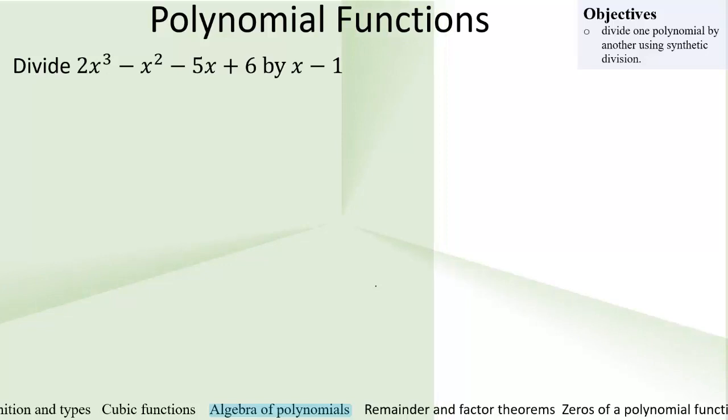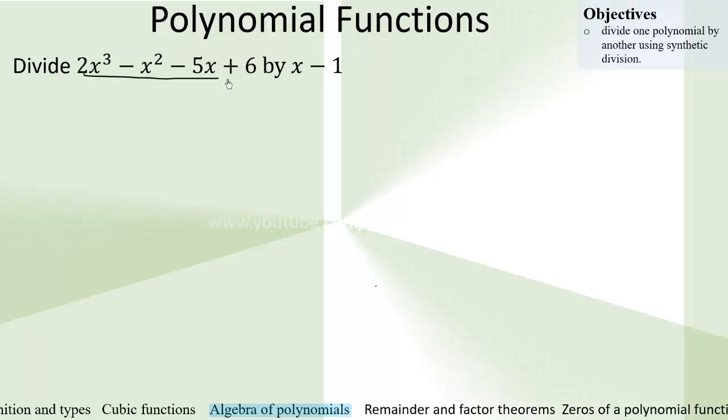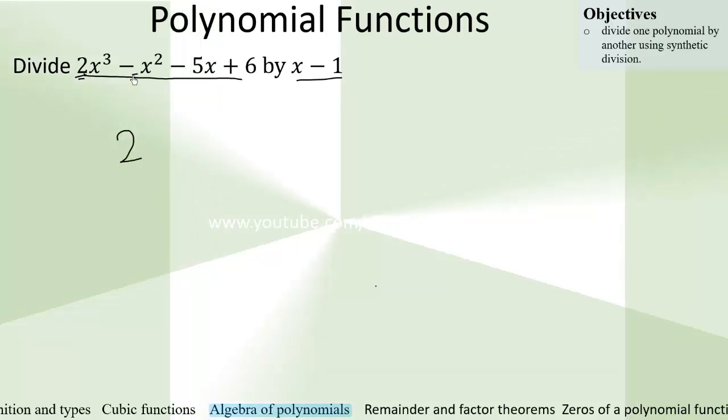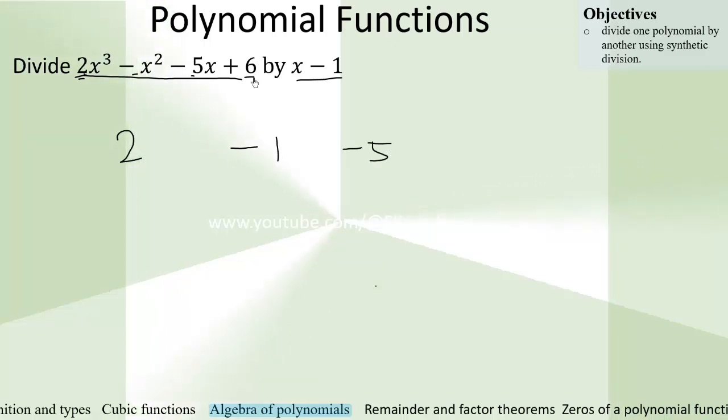So with the first one, we are dividing 2x cubed minus x squared minus 5x plus 6 by x minus 1. Dividing one polynomial by another polynomial. So with synthetic division, we write out the coefficients of the polynomial, that is the dividend. So the coefficients are 2, -1, -5, and 6.